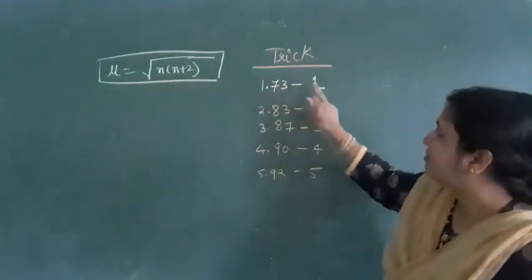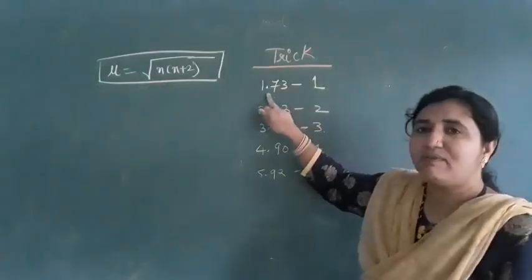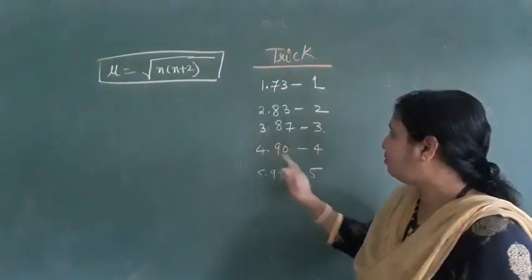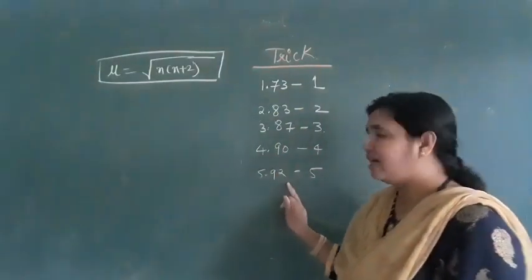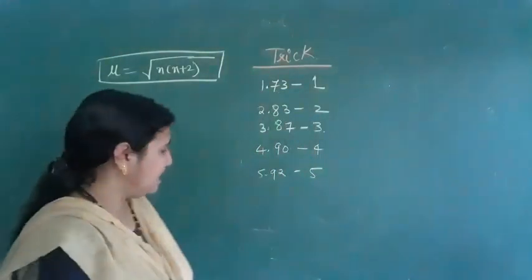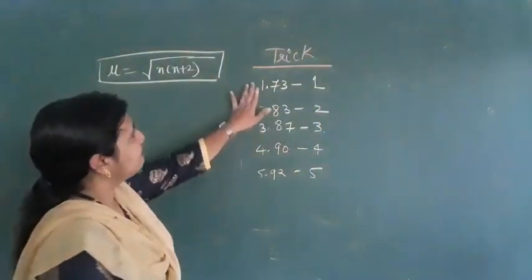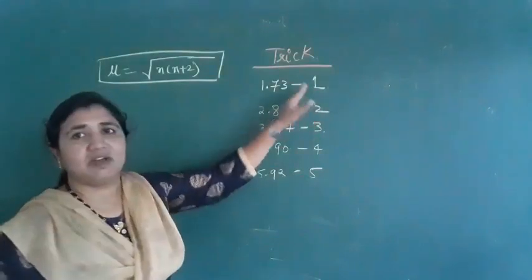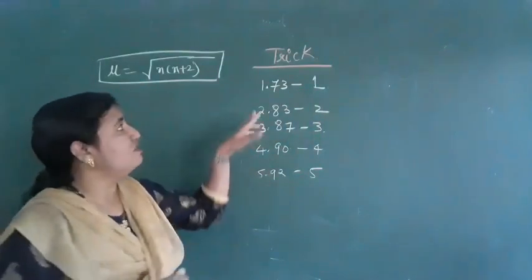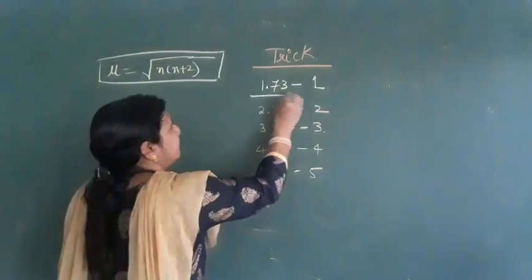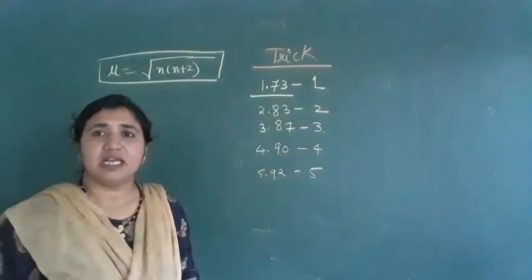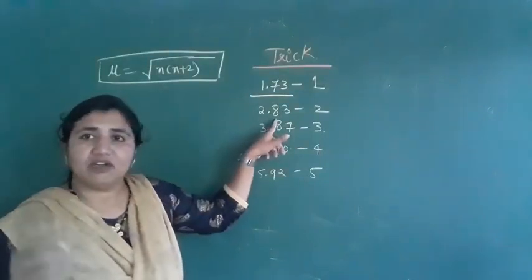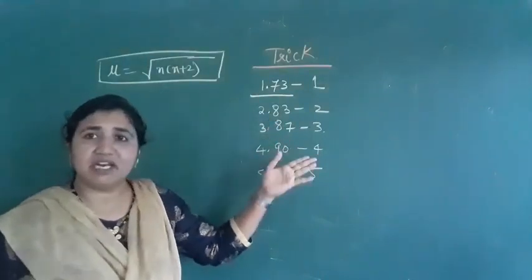If the number of unpaired electrons is 1, then the magnetic moment will be 1.73. If 2, then 2.83; 3, 3.87; 4, 4.90; 5, 5.92. So if you see here, 1 unpaired electron means it comes as 1 point something. Keep in mind that if they give the magnetic moment 1.73, then the unpaired electron will be 1. With 2.83, the unpaired electrons are 2. 3.87 means unpaired electrons 3.